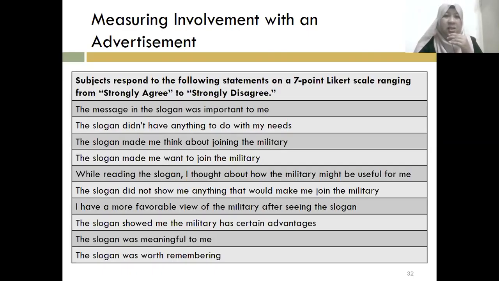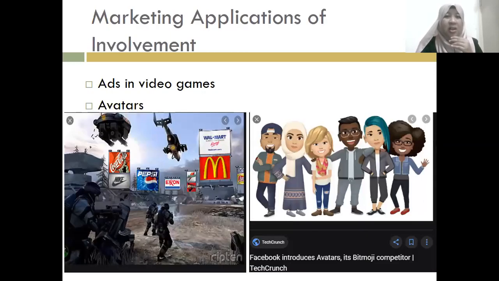Okay, so this is measuring involvement with the advertisement. Again, you can read on your own, right? So this is the marketing applications of involvement. We have ads in video games. Okay, so actually in your slide, if you realize, I put 4 points, but in here I came out with some additional notes.